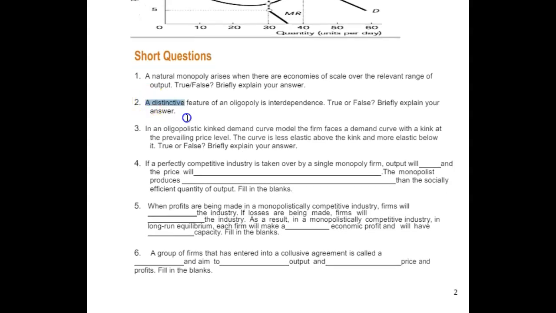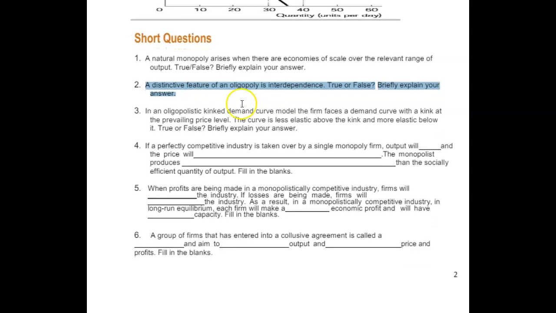A distinct feature of an oligopoly is interdependence. True. Interdependence means they keep an eye on each other, what the other person is doing. One person is doing that, they look at the other person. In an oligopoly kinked demand curve model, the firm faces a demand curve where the kink is at the prevailing price. The curve is less elastic above the kink, but more elastic before it.